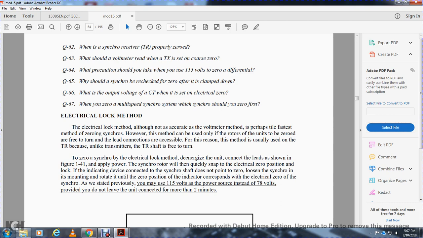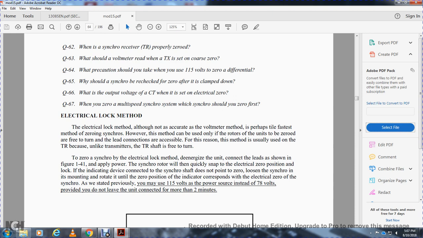Synchronized electrical shock lock method: drive the unit with the leads connected as shown in figure 142. Apply the power and the synchro rotor will quickly snap to its electrical zero position and lock. If the indicating device connected to the synchro shaft does not point to zero, loosen the synchro mounting and rotate it until the zero position indicator corresponds with the electrical zero of the synchro, as previously stated.